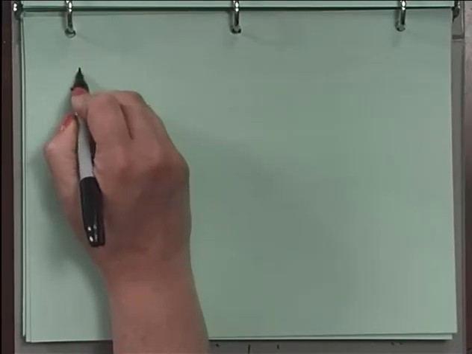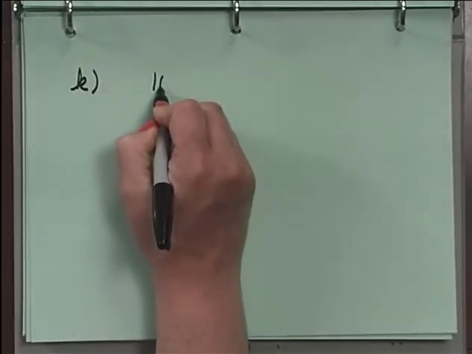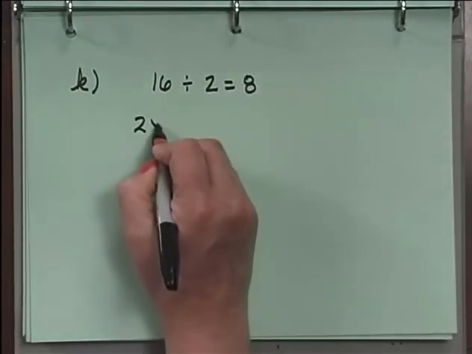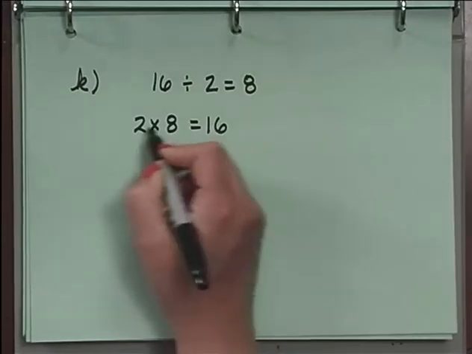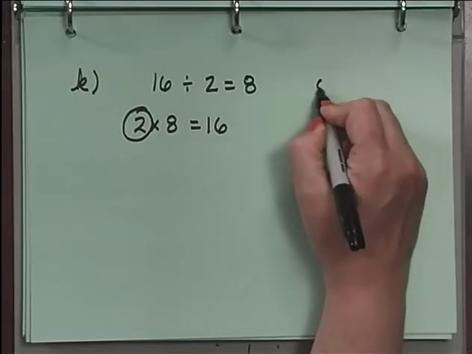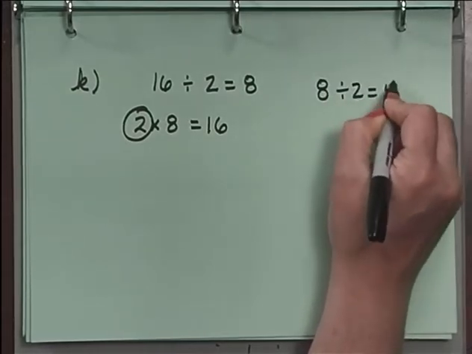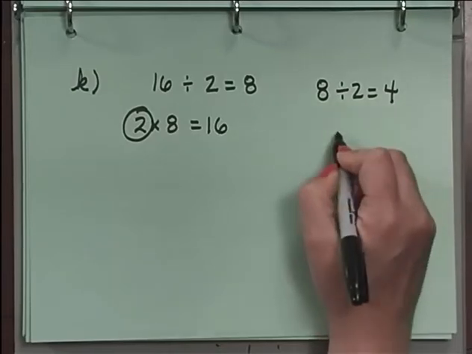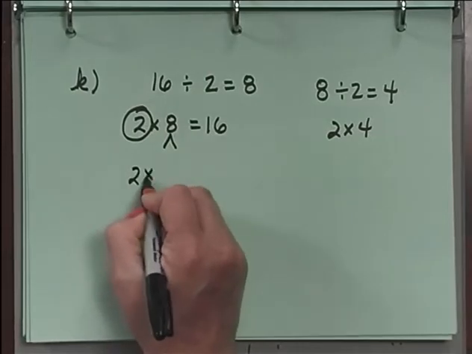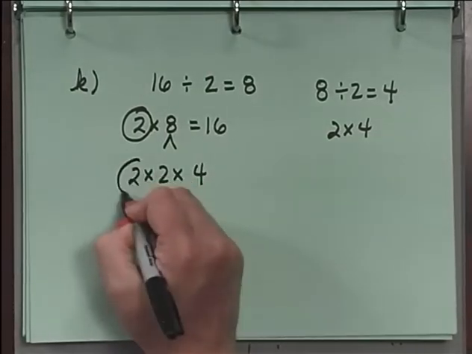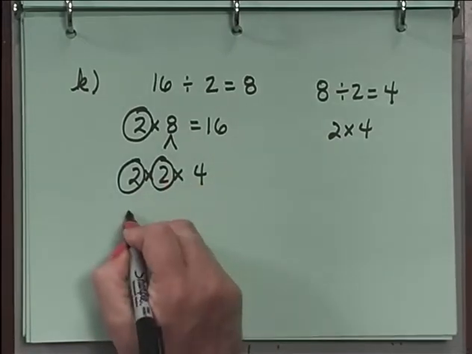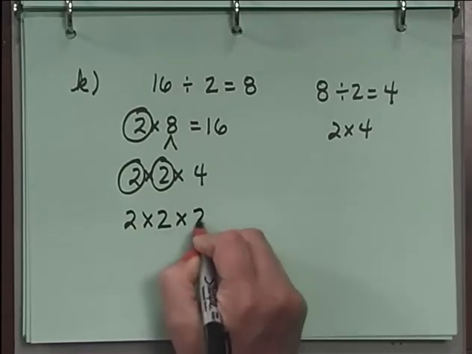Well, let's think about the number 16. The number 16 can be divided by 2 to give us 8. So we know that 2 times 8 is 16. 2 is prime, but 8 is not prime. So let's think about the number 8. 8 divided by 2 is 4. So we know then that 2 times 4 is 8. So I can replace the 8 with 2 times 4. Now 2 and 2 are prime, but 4 is not prime. But 4 is the same thing as 2 times 2. So I can replace 4 with 2 times 2.